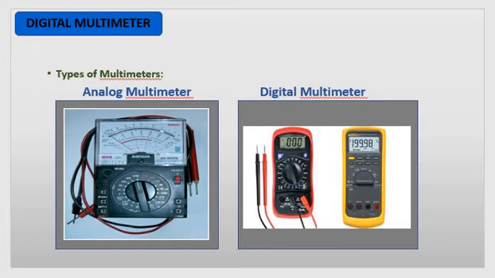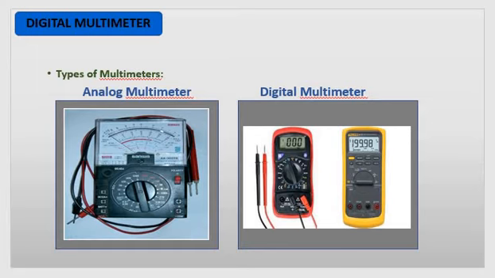Now the next type is the digital multimeter. The commonly used multimeter is the digital multimeter, which is generally called a DMM. The digital multimeter performs all the functions, from AC to DC, other than analog. It has two probes, positive and negative, with black and red color as shown here.